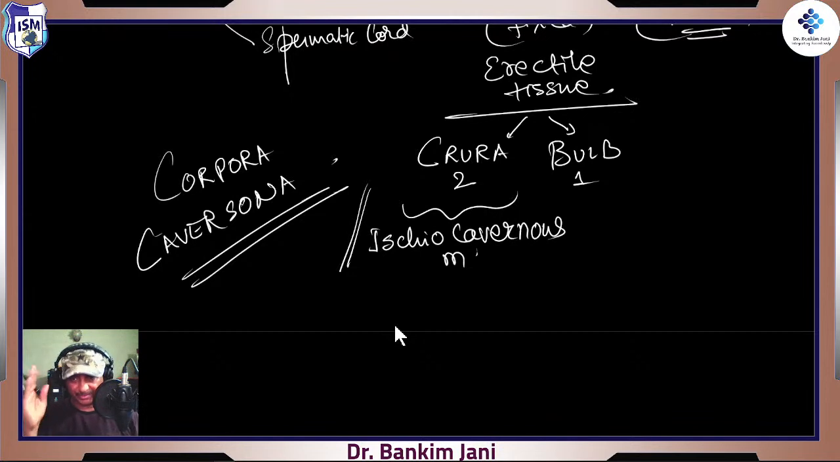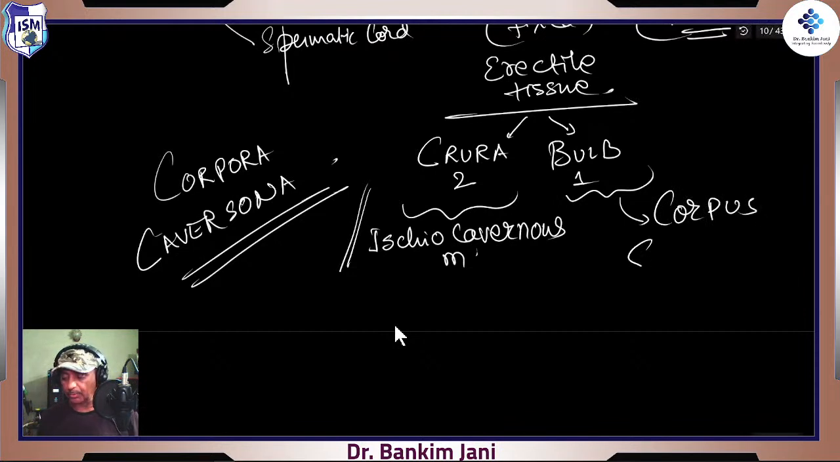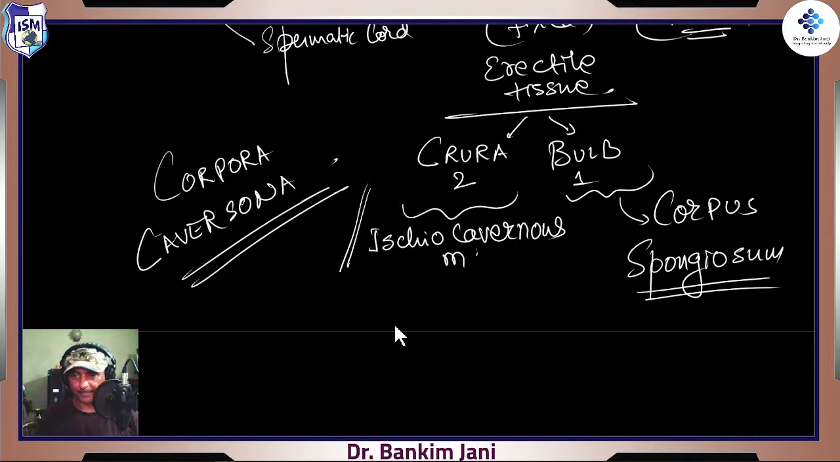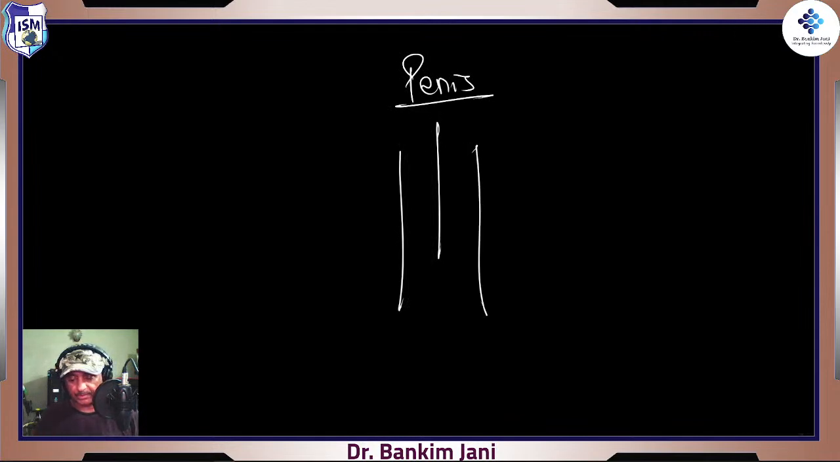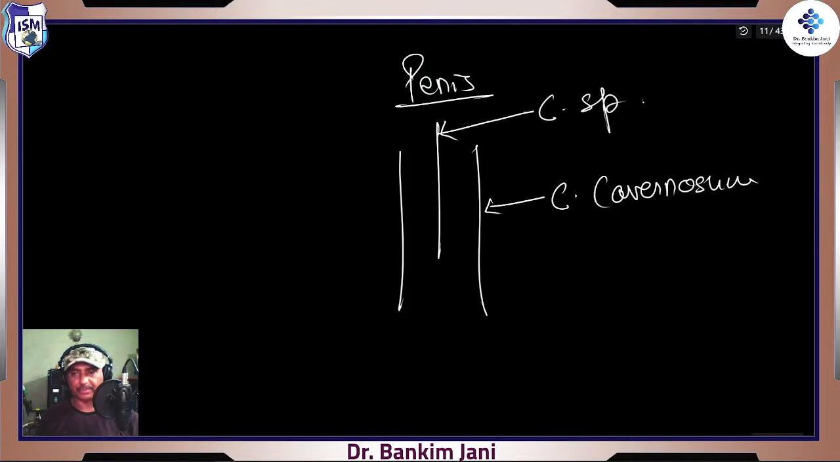The bulb is the central portion. We are coming to the picture, so it will be much clearer. Over here also there is a tissue, but it is only one because it is in the midline. It is called the corpus spongiosum. The name itself is spongiosum, and again it has the capacity to hold blood. So as these structures move, it would be like this: this is the corpus spongiosum, and on both sides, right and left, this would be the corpus cavernosum.